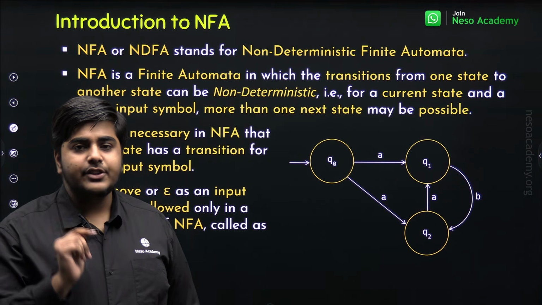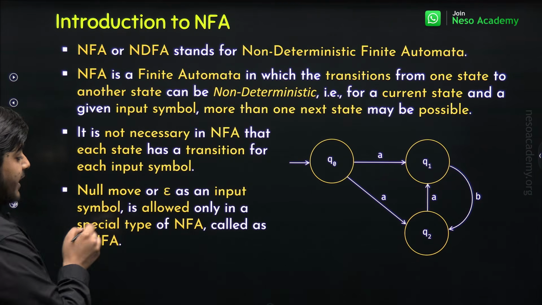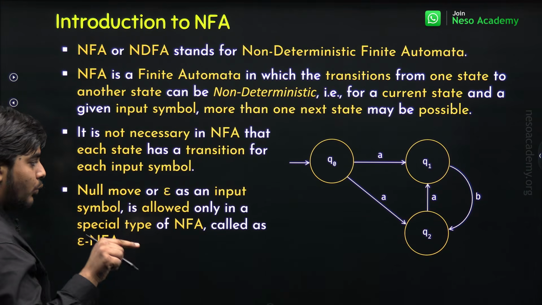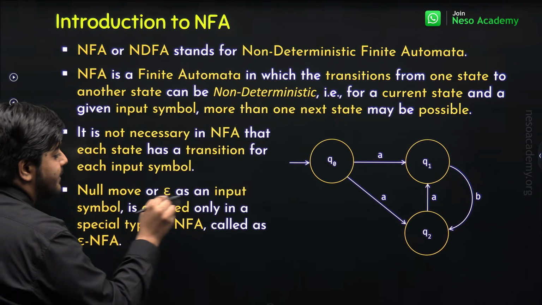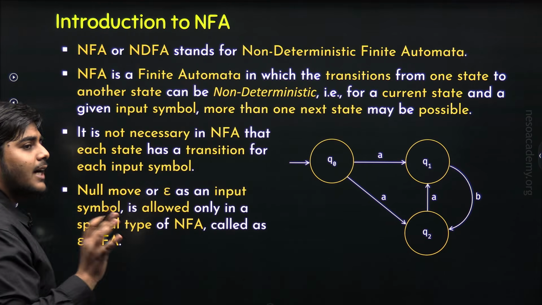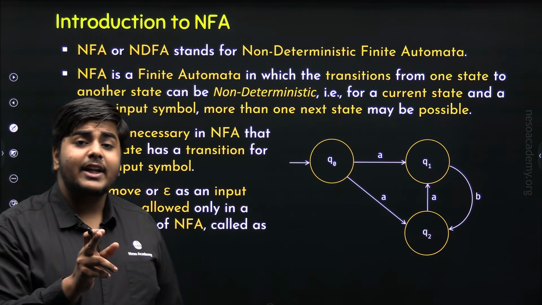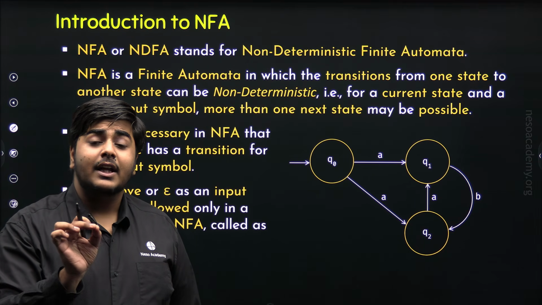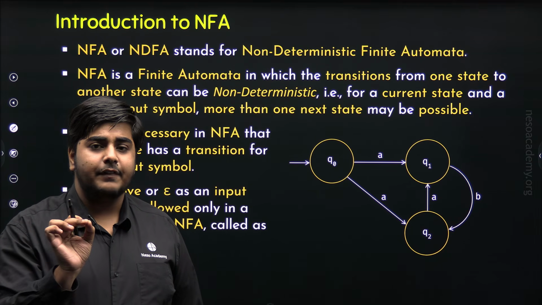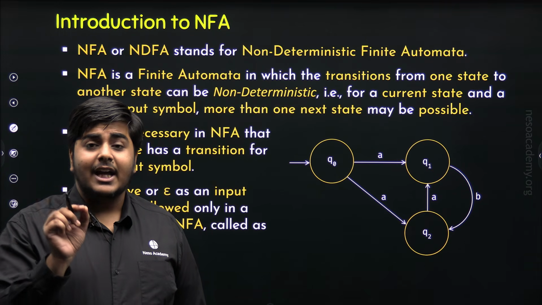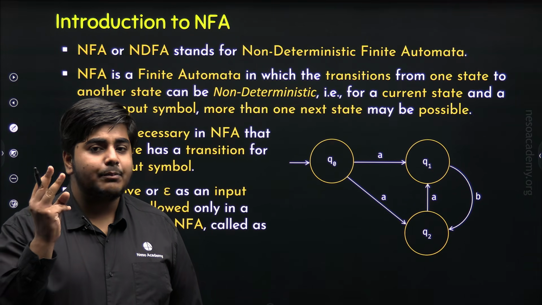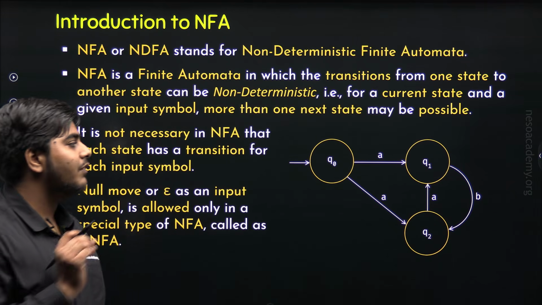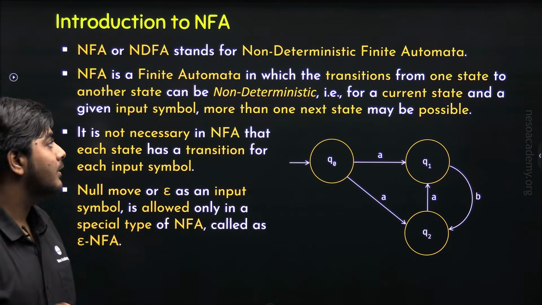But it is to be noted that there is a special type of NFA called epsilon NFA, in which null move or epsilon as an input symbol is allowed. So in regular NFA and DFA it is not allowed, but in a special type of NFA called epsilon NFA, it is allowed. Epsilon NFA is the third type of finite automata which we will study later. So I hope you have understood all these points.